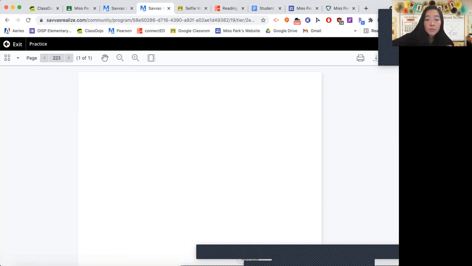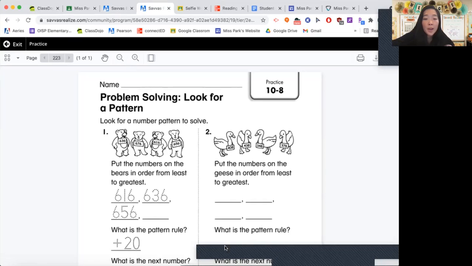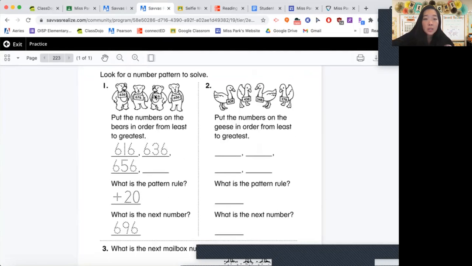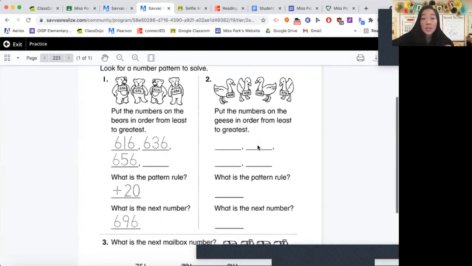All right, let's see. So it says, look for a pattern. Put the numbers on the bears in order from least to greatest. So the first number is 616, then 636, then 656, then 676. What is the pattern rule? Plus 20. So the next number would be 696.